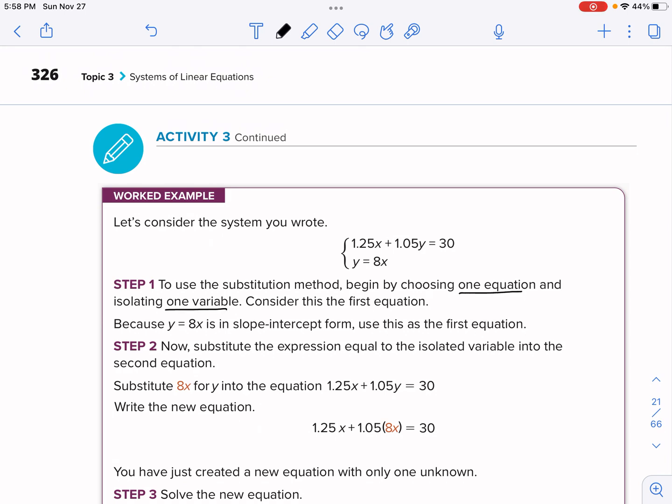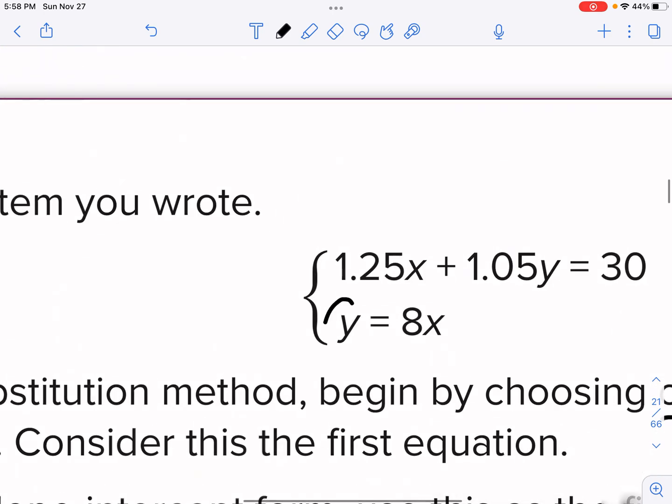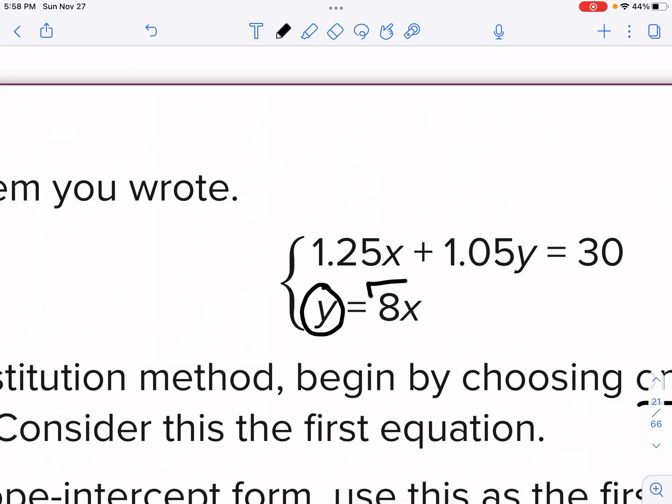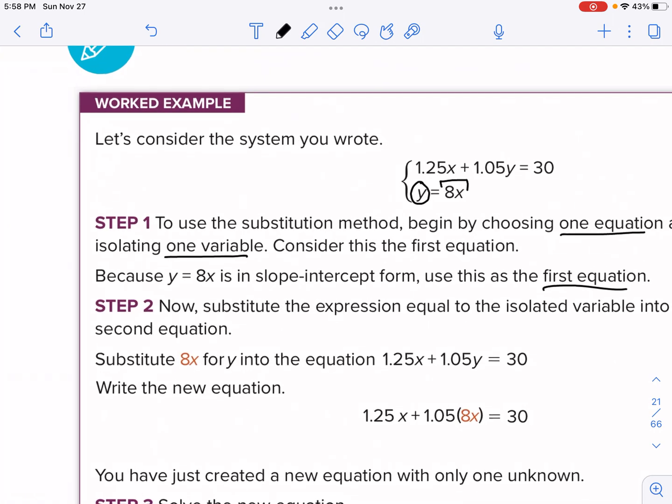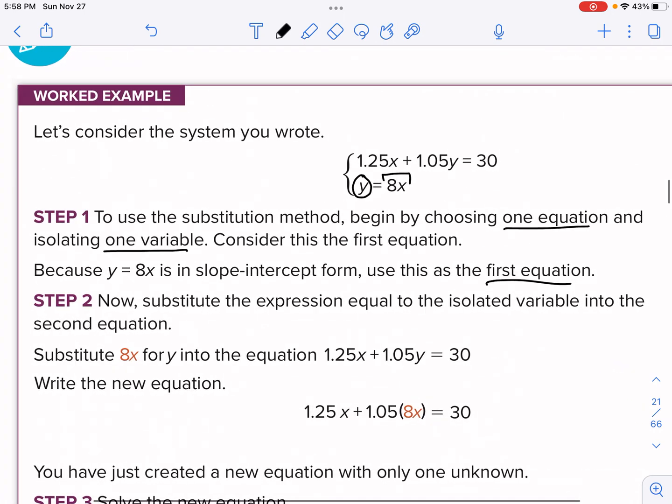And then you consider this the first equation. Because y equal to 8x is in slope-intercept form, this is the first equation. This is what we call the solved equation because we have a variable equal to a bunch of stuff. Now substitute this expression equal to the isolated variable into the second equation. So we're going to substitute this 8x, because it's equal to y, wherever we see y in the other equation.